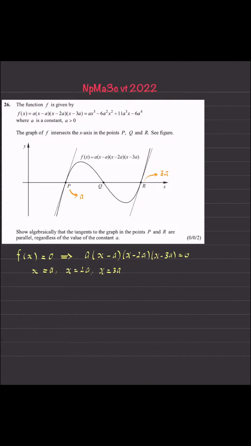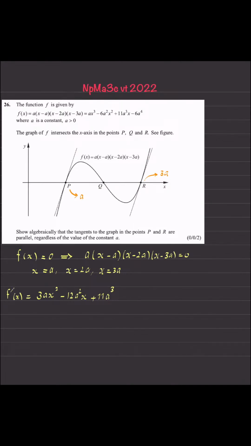Okay, so I calculate the derivative now. The derivative of the function is equal to 3ax squared for the first term, and the derivative of the rest I will write here. The derivative of the second one is minus 12a squared x, and the derivative of the third one is simply 11a cubed. But the derivative of the last one is 0, because it does not depend on x, and a is a constant number. Okay, so this is your derivative.